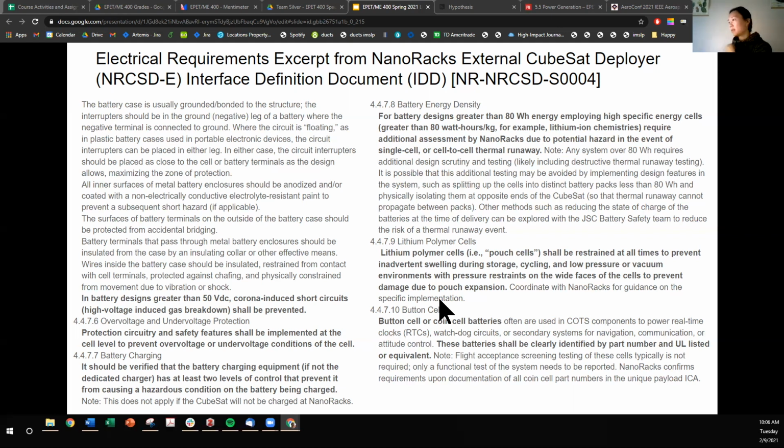Lithium polymer cells or pouch cells shall be restrained at all times to prevent inadvertent swelling during storage, cycling, and low pressure or vacuum environments, with pressure restraints on the wide faces of the cells to prevent damage due to pouch expansion. For button cells, these batteries shall be clearly identified by part number and UL listed or equivalent.